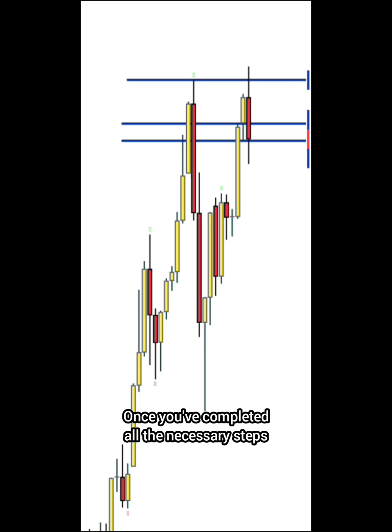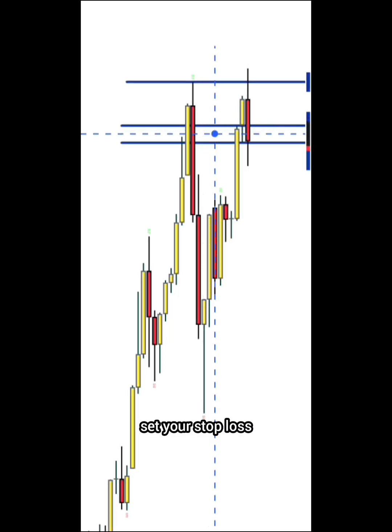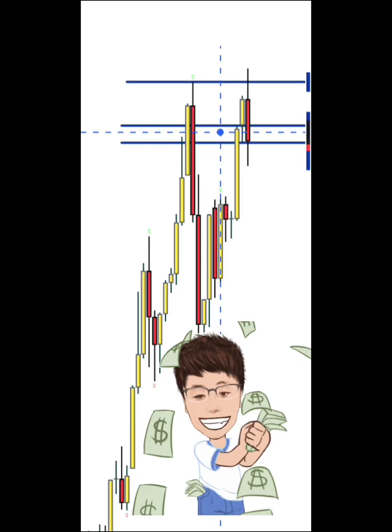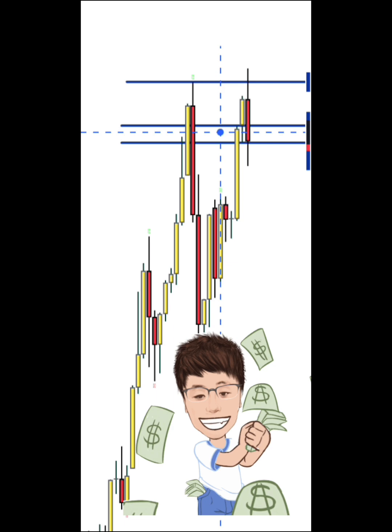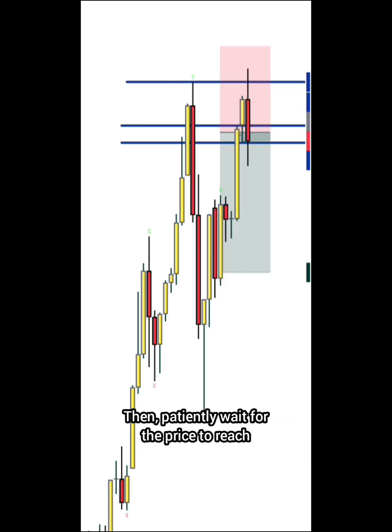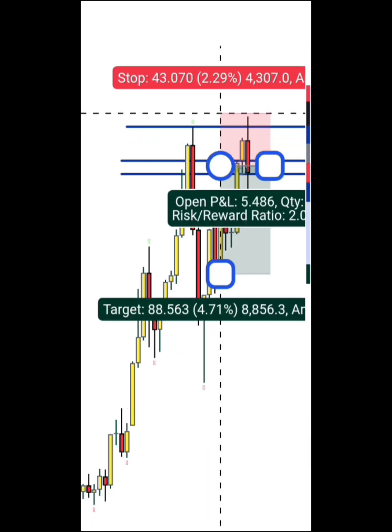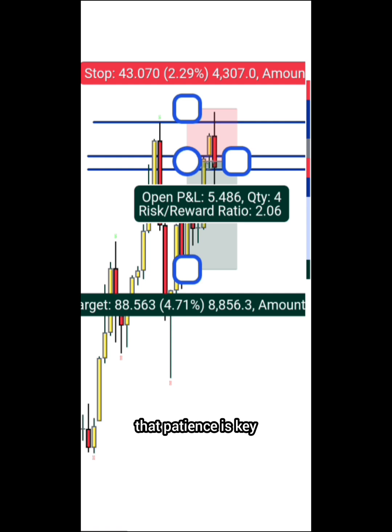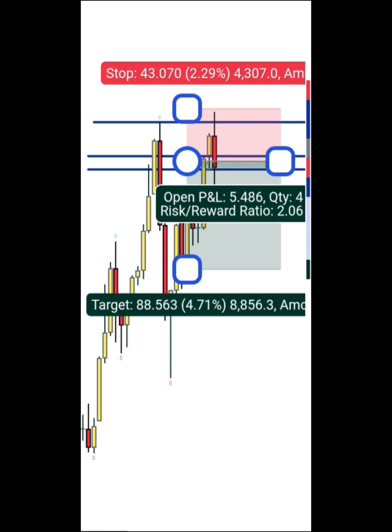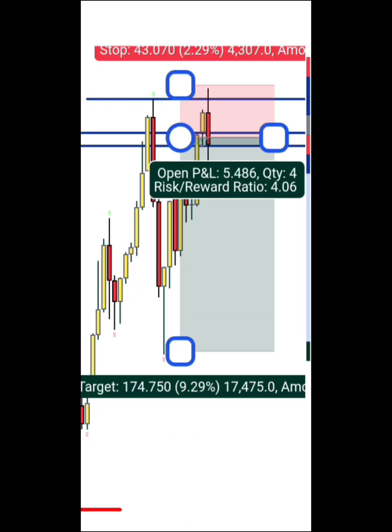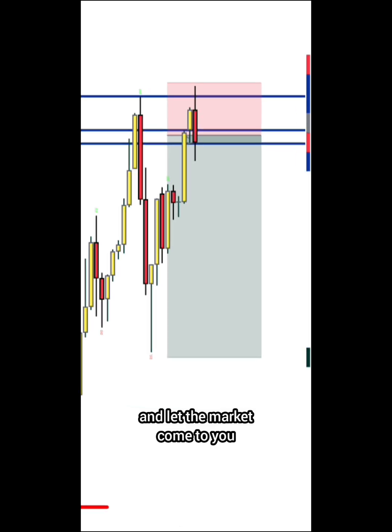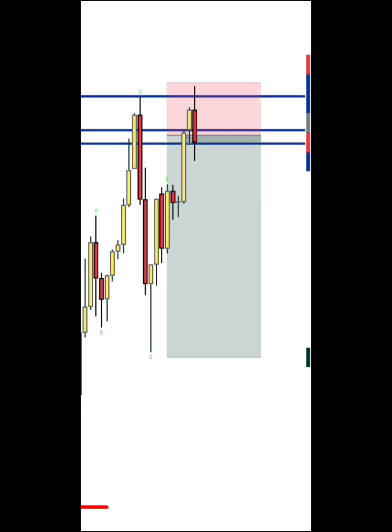Once you've completed all the necessary steps, the next task is to set your order limit. Place your sell limit, set your stop loss, and define your take profit. Then, patiently wait for the price to reach and trigger your order. It's important to note that patience is key. You don't need to chase trades. Instead, set your traps, wait for the price to enter your zone, and let the market come to you. Patience is absolutely crucial in trading.